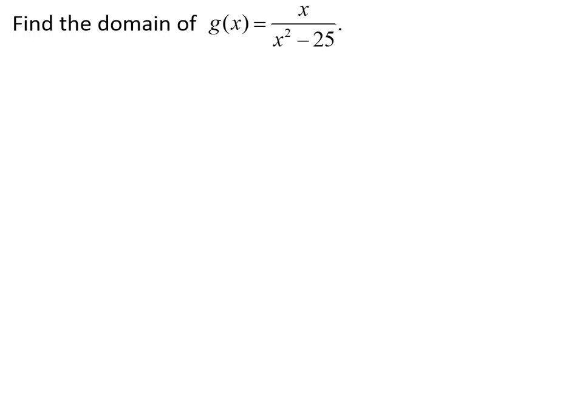To find the domain of a rational function, we need to find those values of x that would make the denominator equal to 0, and then leave those values out of the domain. So the domain would be all real numbers except for things that would make the denominator equal to 0.